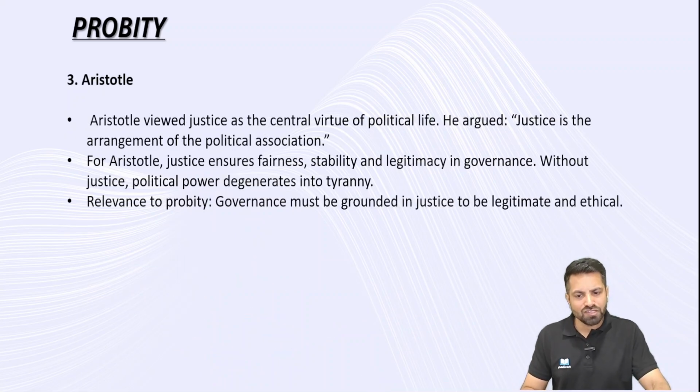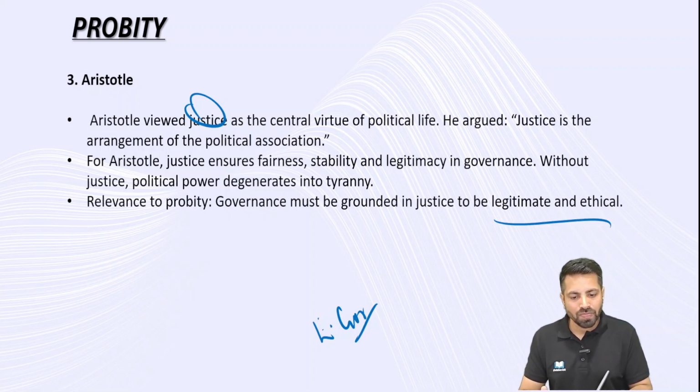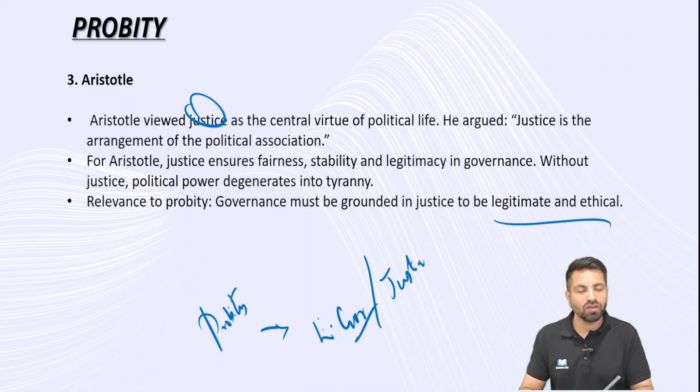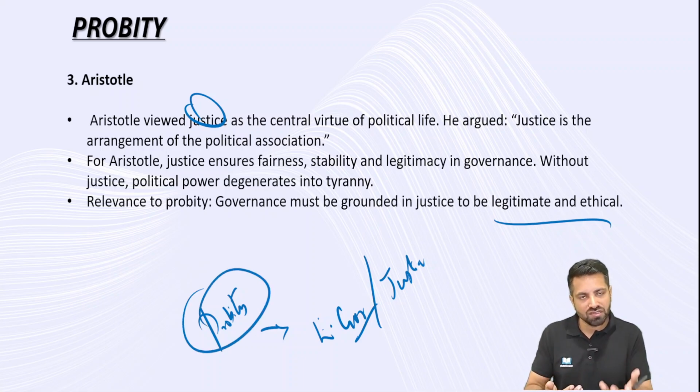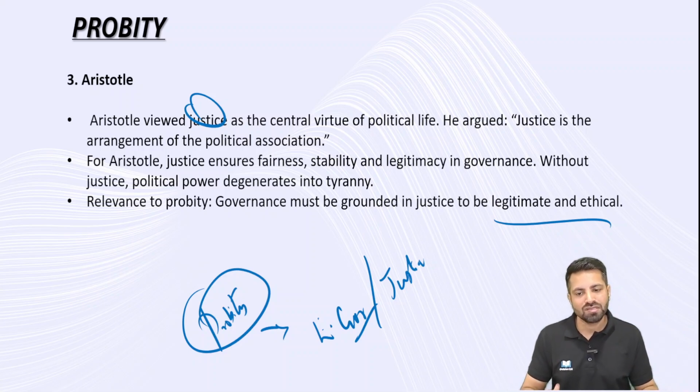Next, Aristotle also talked about justice. Here also justice is nothing but ethical governance. He also told the same thing. Governance must be grounded in justice to be legitimate and ethical. Again it talks about justice. How exactly are you going to reach there? Through the doctrine of mean, and this doctrine of mean ensures there is probity, it ensures moral consideration, it ensures ethical obligations. So all the virtue ethicists talk about probity as a starting point, and that probity leads to ethical governance, that probity leads to good governance. So there is a philosophical backing to it.